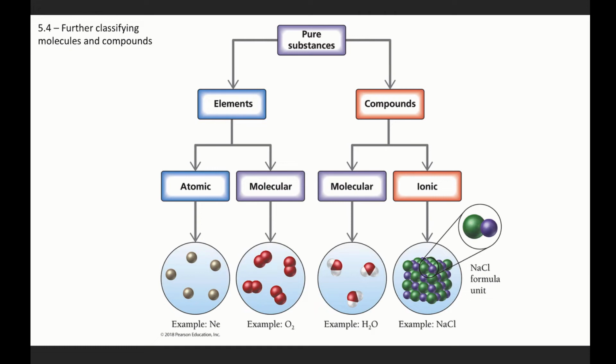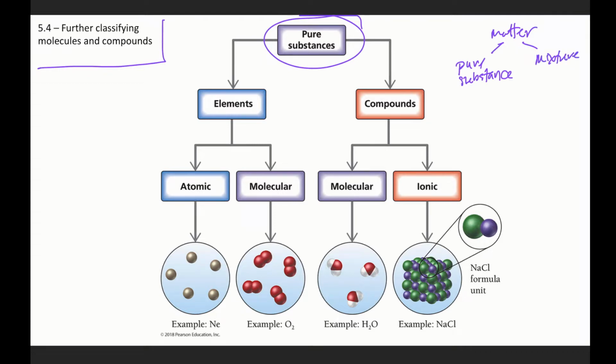Hello, Honors Chemistry, and welcome to Chapter 5, Section 5.4, where we're adding branches to our table from Chapter 3, where we talked about types of matter. If you think back to Chapter 3, we had matter, and matter could be divided into pure substances and mixtures, where the difference was the chemical bonds.